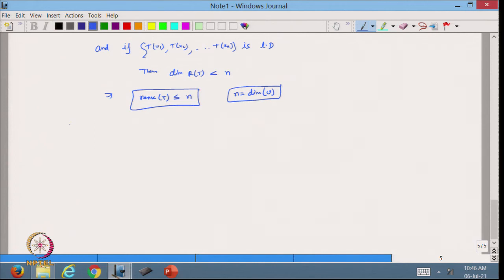The next thing we are going to discuss is how to find the rank and nullity of a linear transformation T. For example, suppose there is a transformation from V3 to V4. I just take one example.